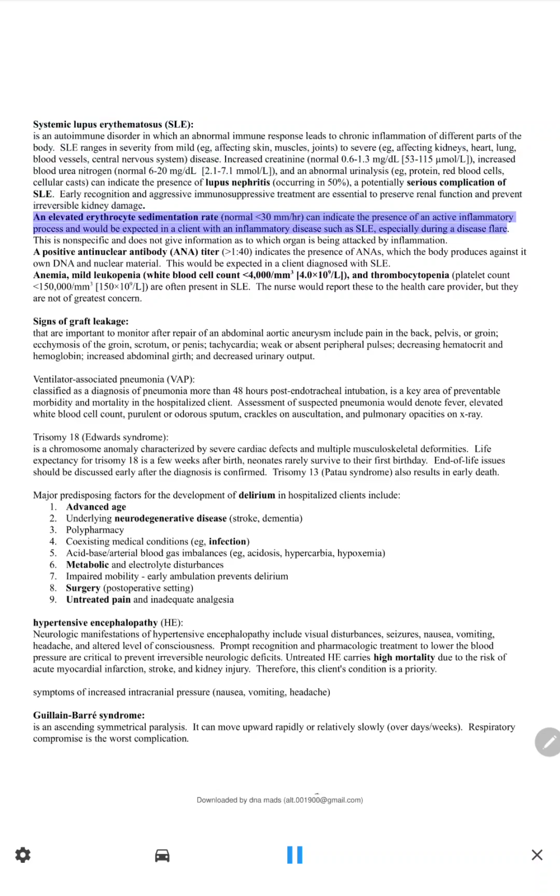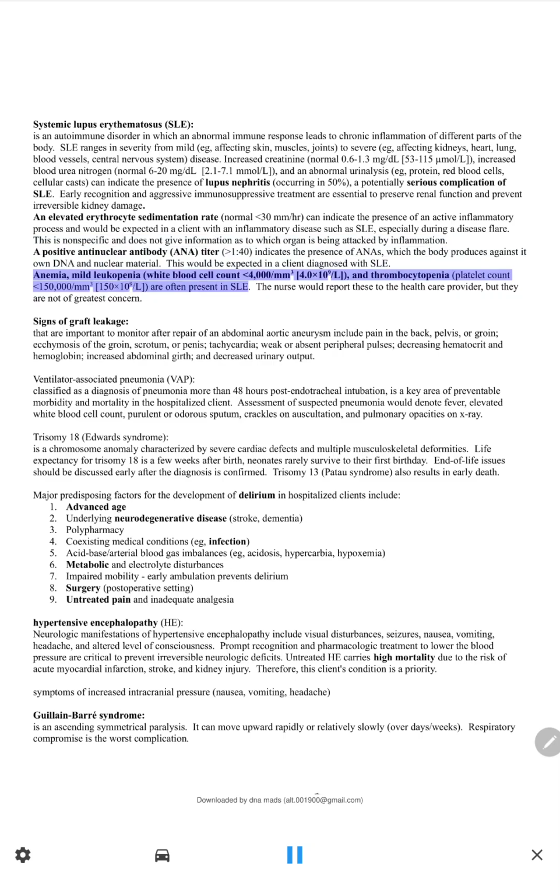An elevated erythrocyte sedimentation rate, normal less than 30 mm per hour, can indicate the presence of an active inflammatory process and would be expected in a client with an inflammatory disease such as SLE, especially during a disease flare. This is nonspecific and does not give information as to which organ is being attacked by inflammation. A positive anti-nuclear antibody, ANA, titer, greater than 1:40, indicates the presence of ANAs, which the body produces against its own DNA and nuclear material. This would be expected in a client diagnosed with SLE.